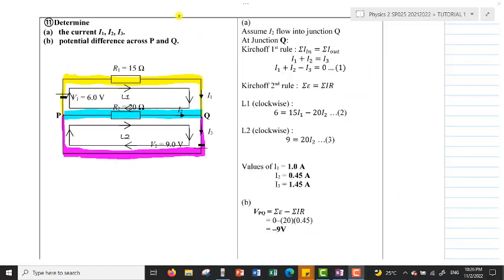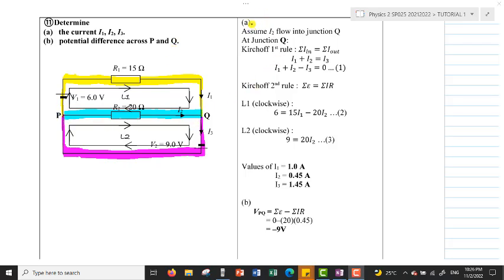Alright, let's check your answer for question 11. So question A, we want to determine current I1, I2 and I3 that flow in each of the circuit path here, and B, the potential difference across P and Q, between point P and point Q.